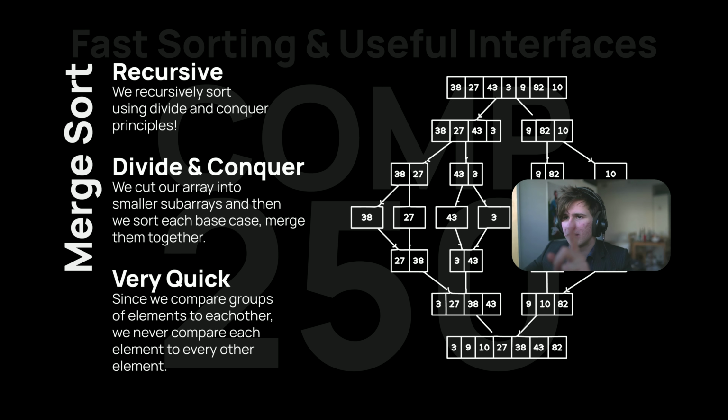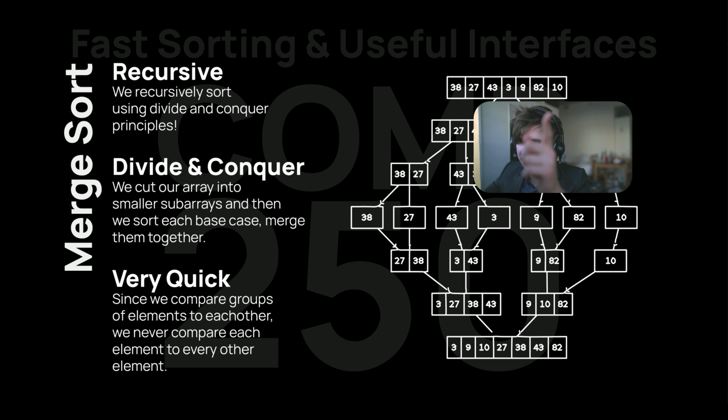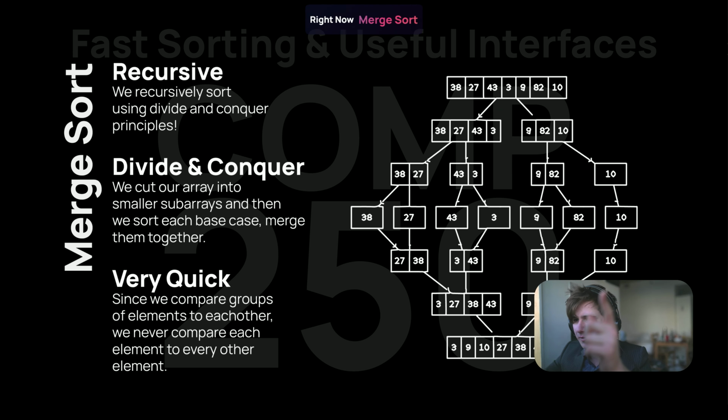So again, 9 and then 82, that pair, is equivalent to just saying that it's the first array at the index 5 and 6. Does that make sense to everyone?